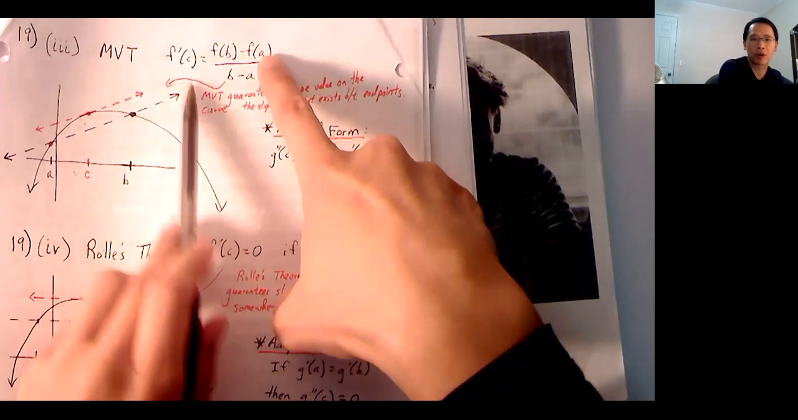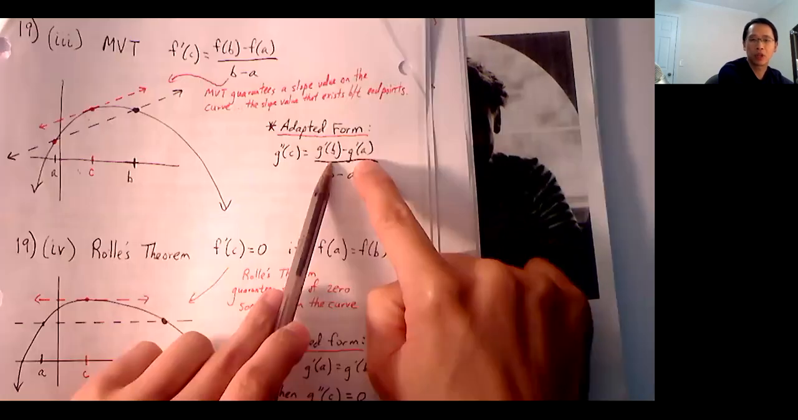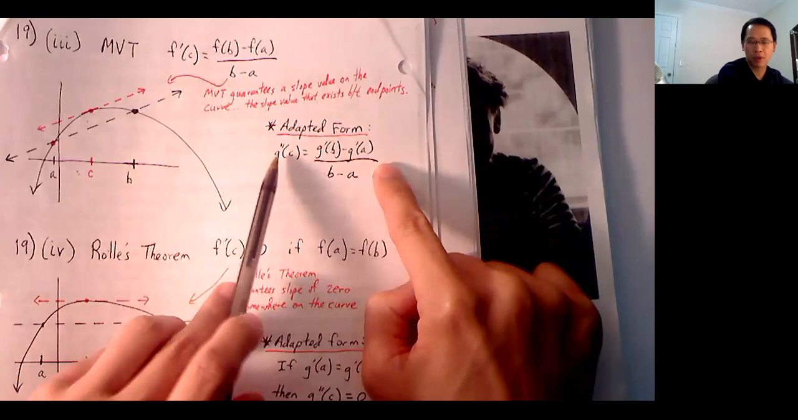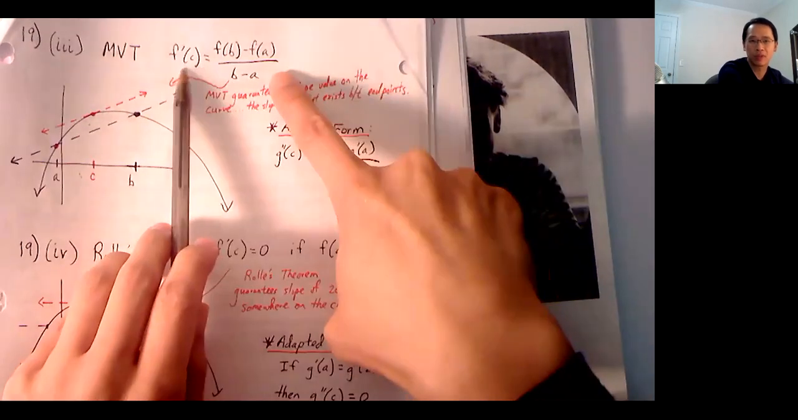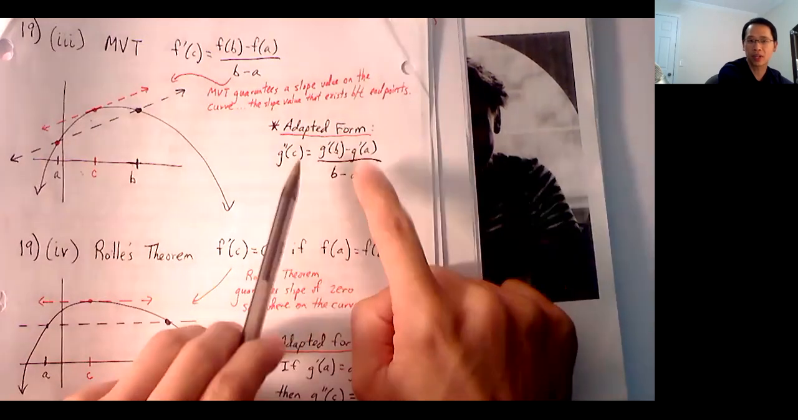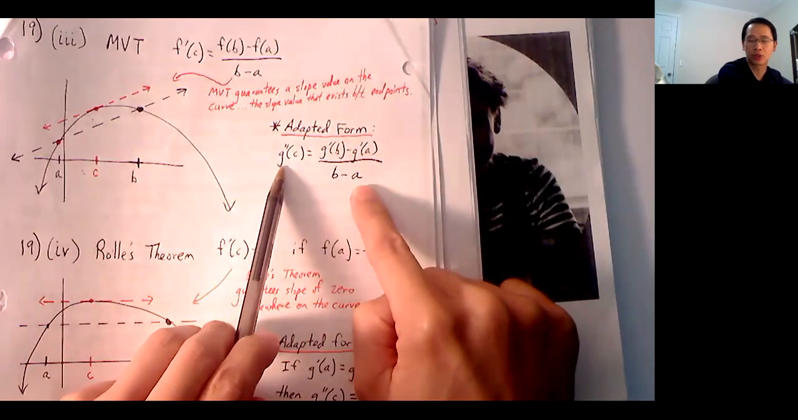So f prime goes to f double prime. My endpoints are now the endpoints for my derivative function. So just be aware that sometimes the mean value theorem can still be applied even if you're not dealing with a function and the derivative. It could be the derivative and the second derivative. Okay, that could also hold true.